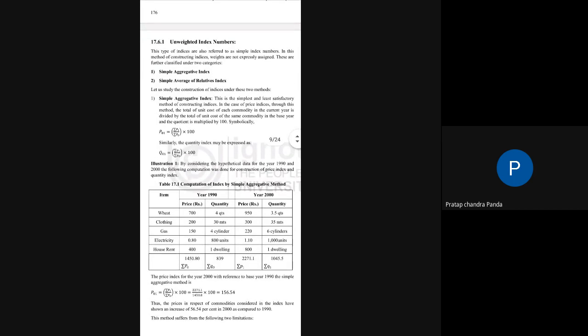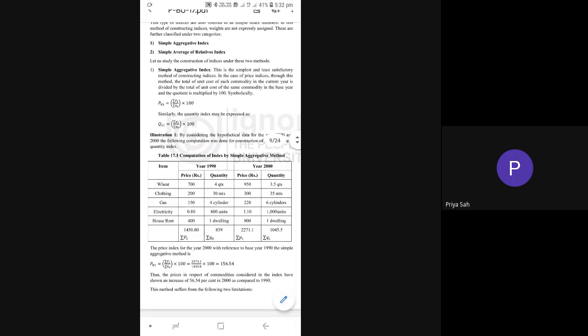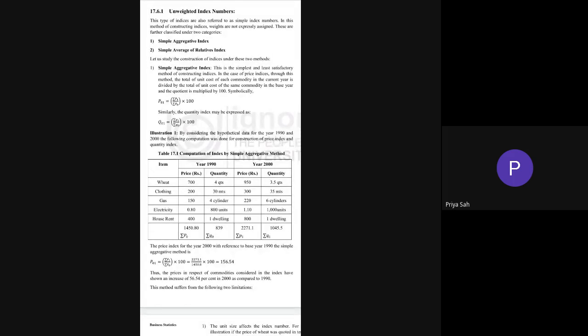Now here one illustration is given, for year 1990 and for year 2000. Here you see many items are given, with their price and quantity for year 1990 and price and quantity for year 2000. So what you will do is take the base year as 1990. P0 is the price of 1990 and Q0 is the quantity of 1990. These are the base data or base values.